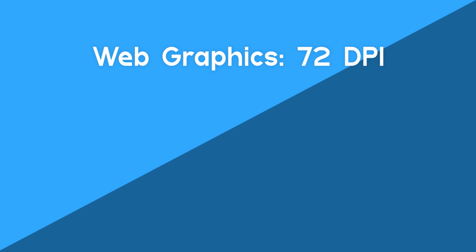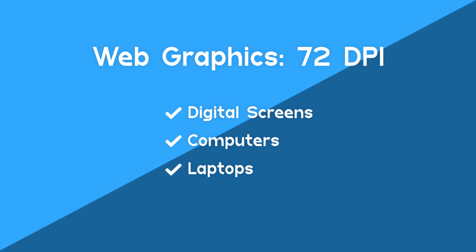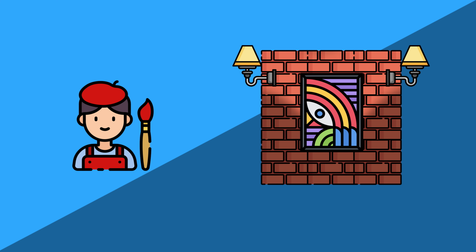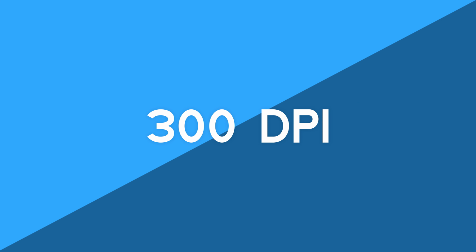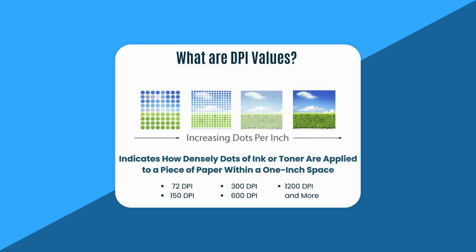But for strictly designing web graphics, 72 DPI is most likely all that you will need. It's lightweight and it looks great on digital screens like computers, laptops, and smartphones. However, if you're designing with the intention of printing your artwork, you'll definitely want to increase this number. You should use a minimum of 300 DPI or higher if specified by your printing company. And this ensures that when your artwork is printed, it will appear accurate and sharp.